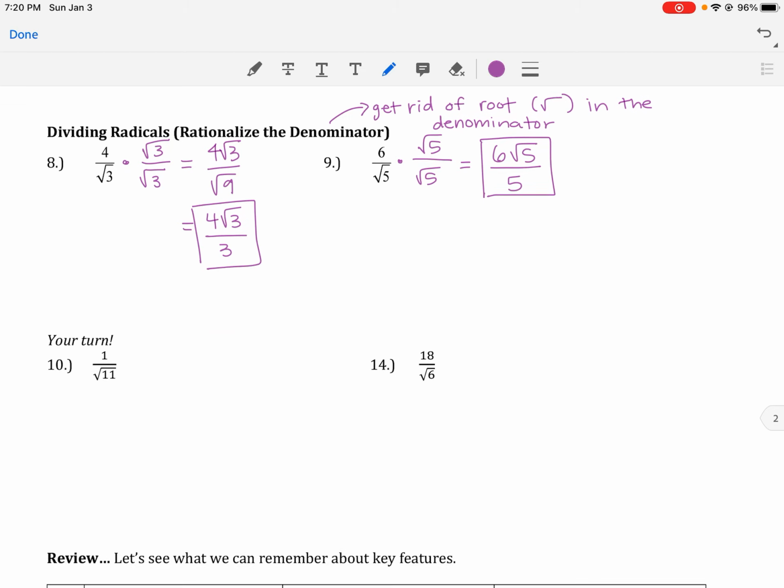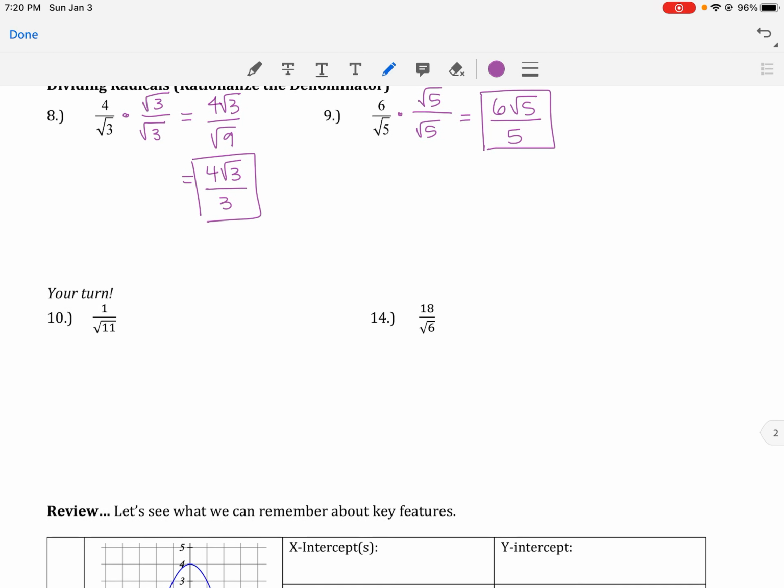Feel free to pause the video and try these two on your own. So we're going to multiply by the square root of 11 over the square root of 11, so we get the square root of 11 over just 11. Last but not least here, we've got the square root of 6 over the square root of 6. So we get 18 square roots of 6 all over 6. This one can be simplified one step further because 18 divided by 6 is 3 square roots of 6.